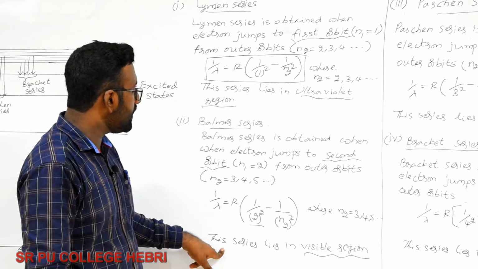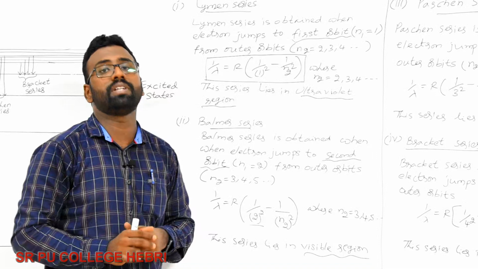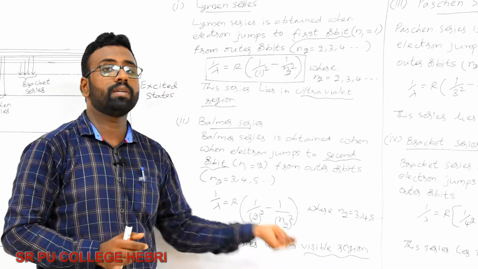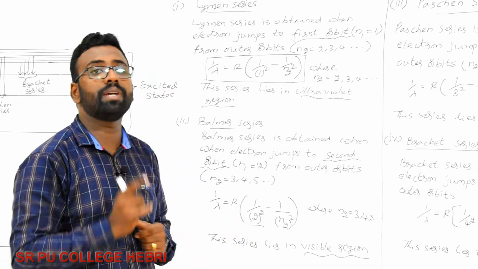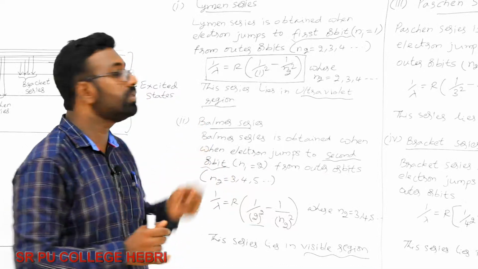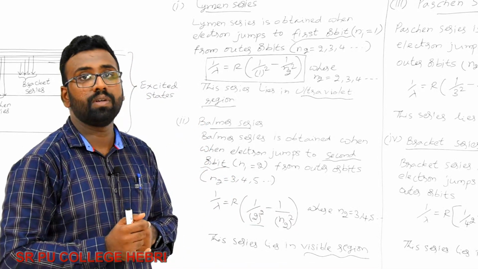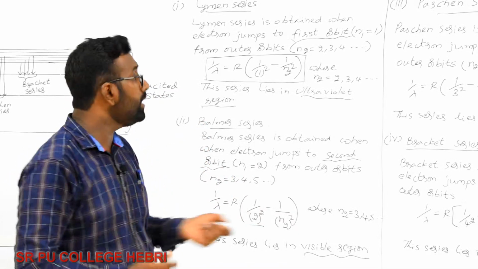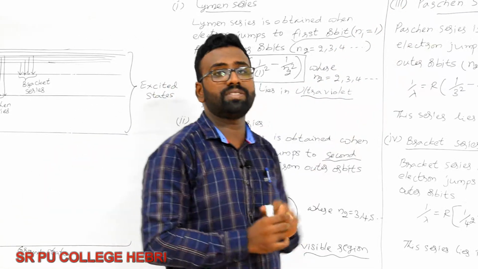And this Balmer series, it comes under visible region. Okay, this comes under visible region. That's the main reason why we focus more on this Balmer series. We can observe it.